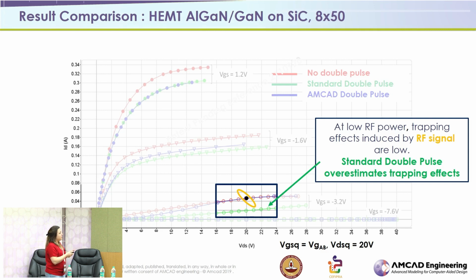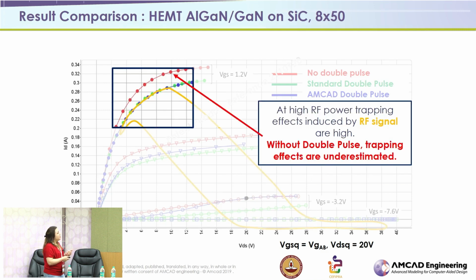After that, if I increase my RF signal, you see that for higher VGS, I have an underestimation of the traps effect when I use standard pulse IV measurement. Nevertheless, the basic double pulse technique and the HAMCAT double pulse give the same result. In the case of a very large RF signal, the basic double pulse and our method give the same result. But the double pulse at low VGS overestimates the traps. So it's not a real trap state in the large signal performance.